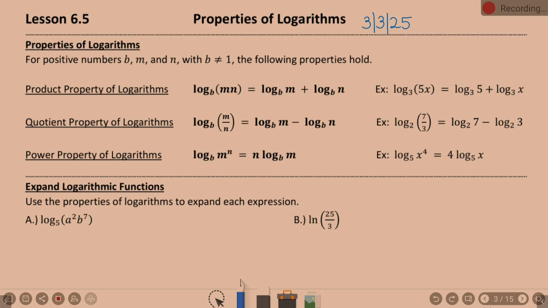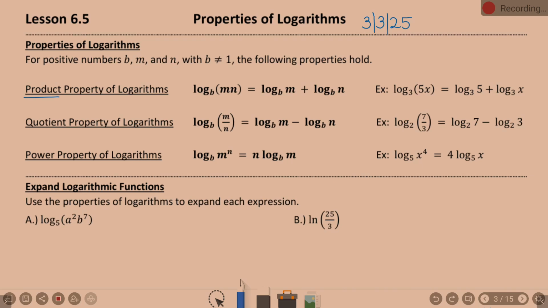Now notice it says for positive numbers b, m, and n, with b not equaling 1, the following properties hold. So realizing positive numbers, b is the base, has to be positive, can't equal 1. M and n are numbers inside of the log, and they have to be positive. We've talked already that the base can't be negative, the inside of the log can't be negative. Okay, property 1, the product property of logs.